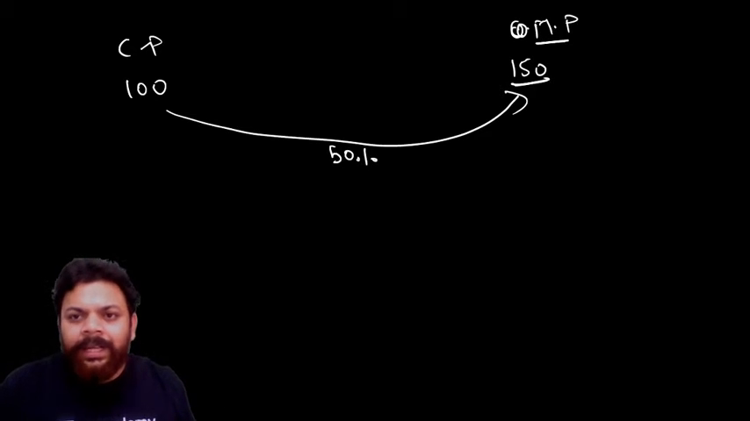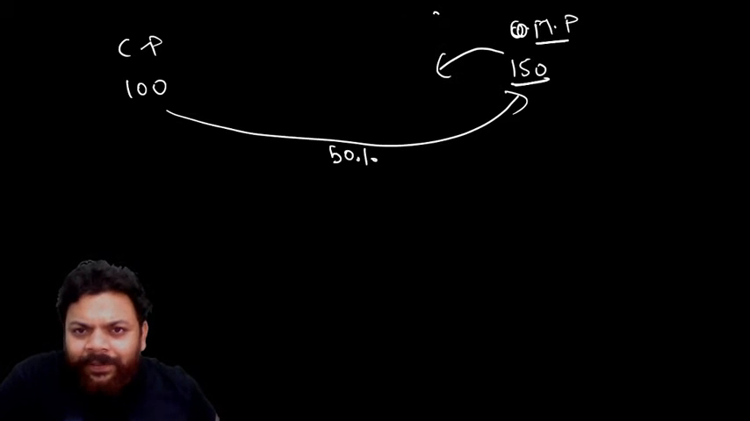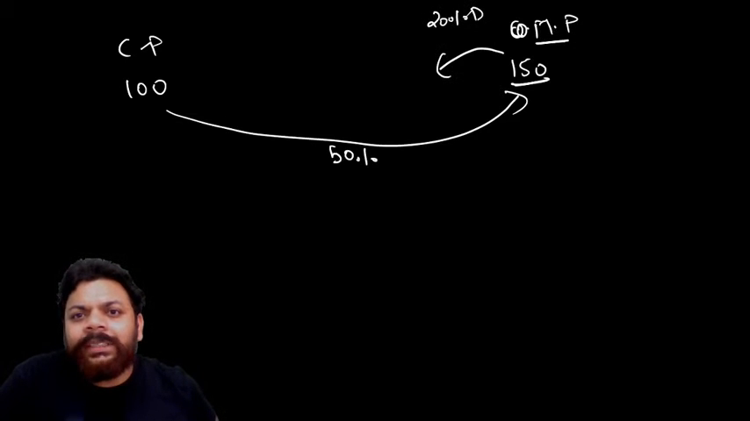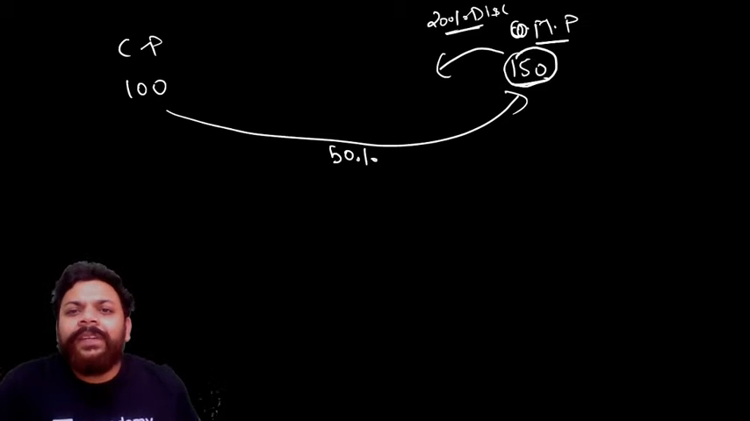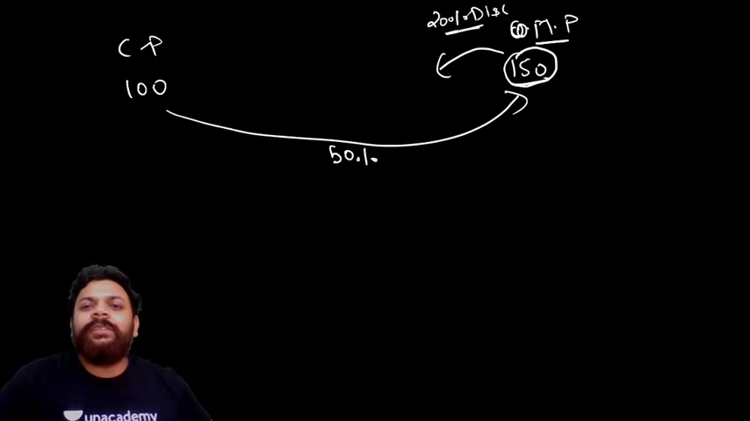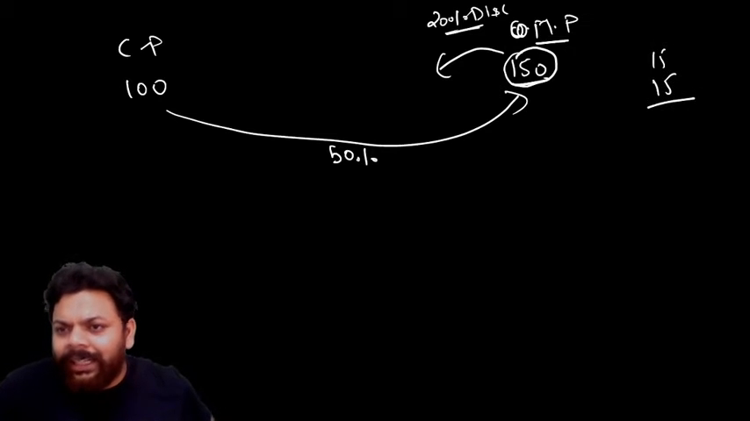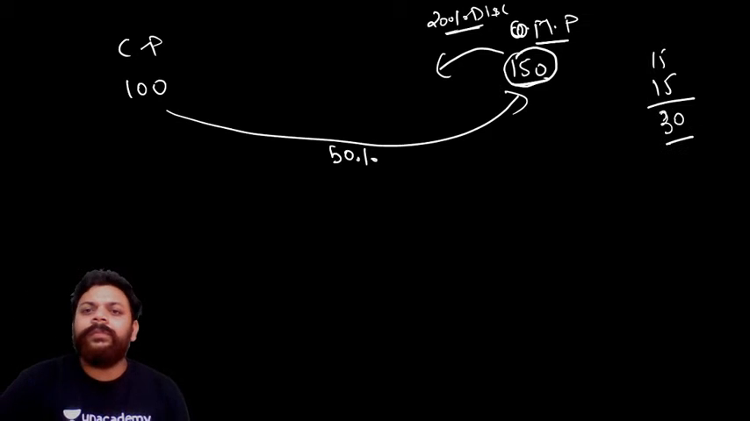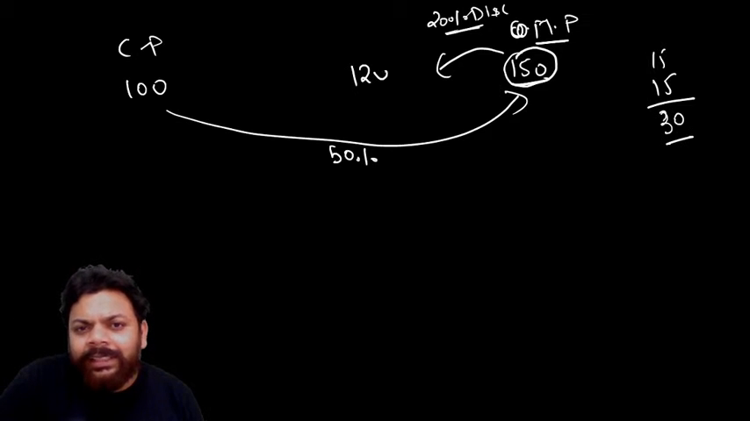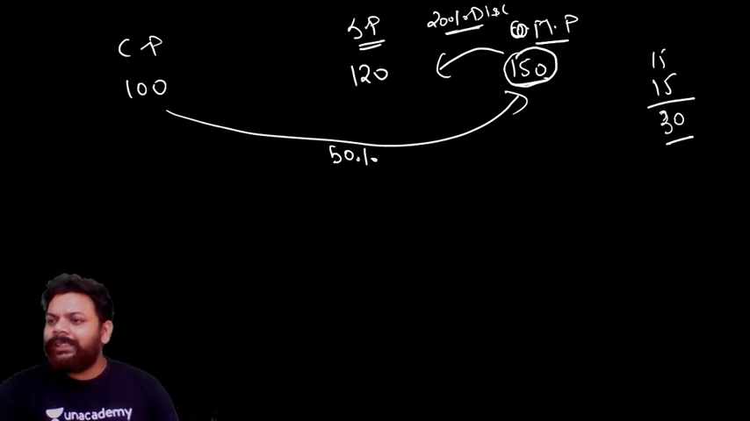And further on this marked price, I am giving a discount of 20%. So just try to think, on 150 rupees, I am giving a discount of 20%. So 20% of 150 is 30. So for sure, can I say that this 120 rupees is going to be my selling price?